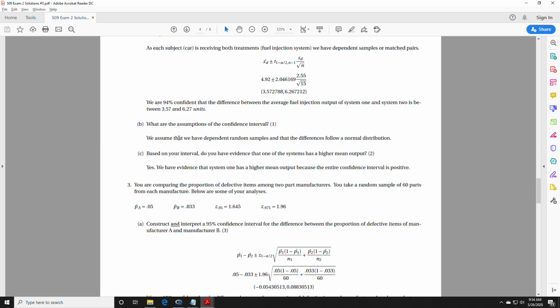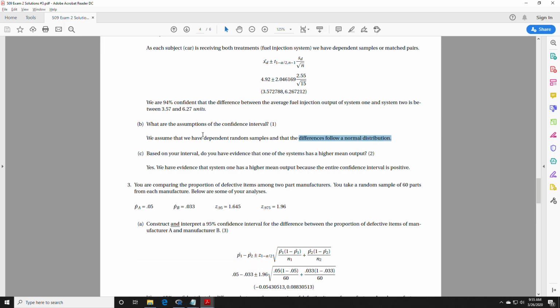Assumptions of the confidence interval. So technically, because we have dependent samples, we assume that the differences follow a normal distribution. Okay, that's a little bit different, right? When we have one sample, we assume that it follows a normal distribution. When we have two independent samples, we assume that each one follows a normal distribution. But when we have a matched pairs design, we assume that the differences follow a normal distribution.